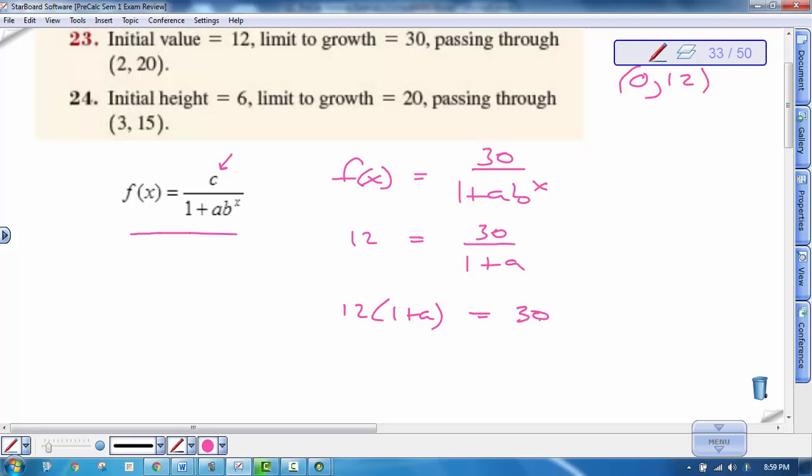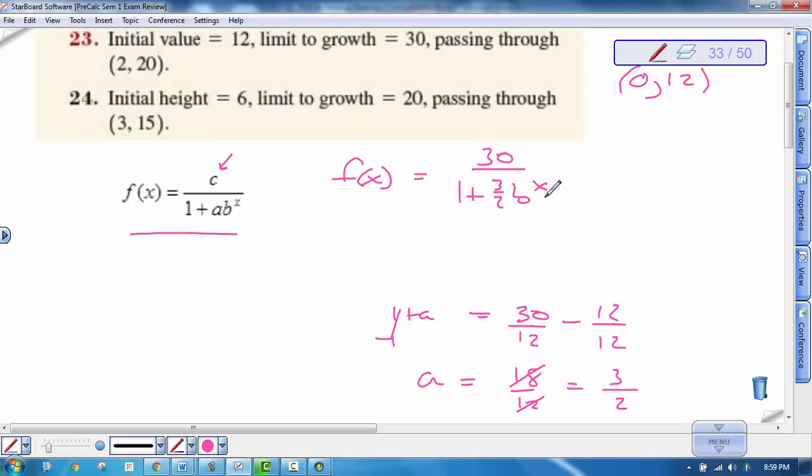And you get this. Divide both sides by 12, and then subtract 1 from both sides. Subtracting 1 is really the same as subtracting 12 over 12. So you get 18 over 12, which simplifies. 6 goes into both, 3 over 2. So a is 3/2. So now I get this function if I plug in 3/2 for a.